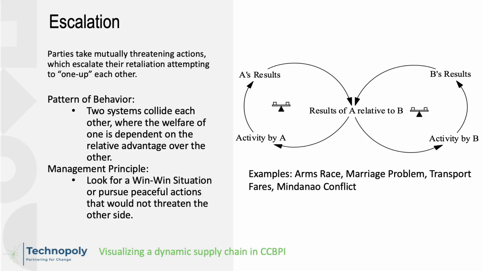Typical patterns of behavior here would be when two systems collide because the interest of one is dependent on having an advantage over the other. And because that advantage is something that each system or each player tries to get on top of the other, the resulting effect is a never-ending escalation of changes that might happen. And therefore, because of that, the never-ending war continues.